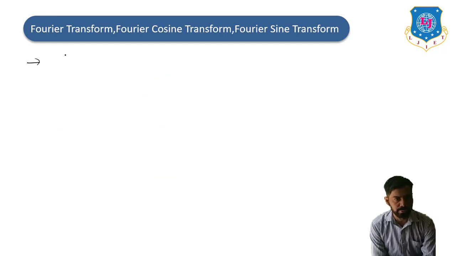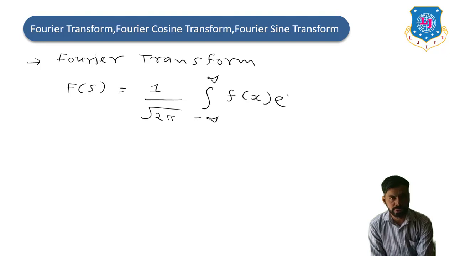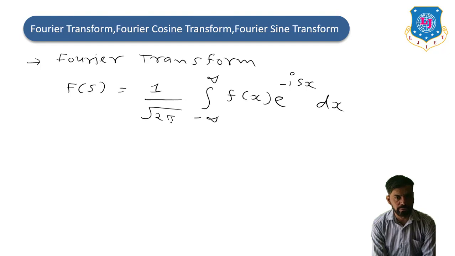So let's start. What is Fourier Transform? The Fourier Transform of function f of x is given by F of s equal to 1 divided by square root 2 pi, integration from minus infinite to infinite, f of x into e raised to minus i s x, dx. So by using this formula we can find out the Fourier transform of function f of x.